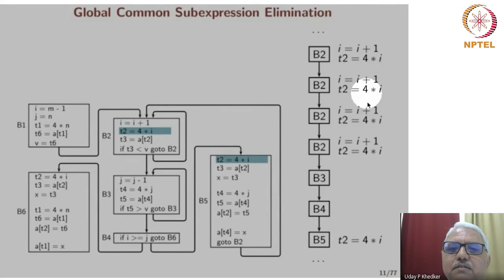There are multiple occurrences. So when we have computation in a loop, we're talking about multiple occurrences. And when we talk about data flow, we're talking about flow of the data from this computation of 4 star I to this computation of 4 star I. And clearly, if it is the last occurrence, then the value of I is not changing. And so indeed, 4 star I is redundant.